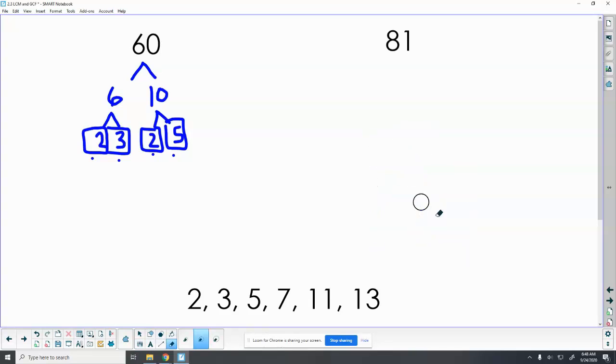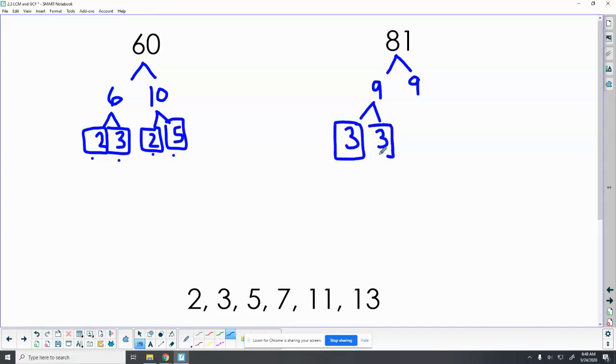Okay, let me get this out of the way here, and let's try this number 81. Go ahead and think of 2 numbers you can multiply together that equal 81. I thought of 9 times 9. 9 is not a prime number. There's more factors I can break it down to: 3 and 3. And now 3 is a prime number, so I can box those up.